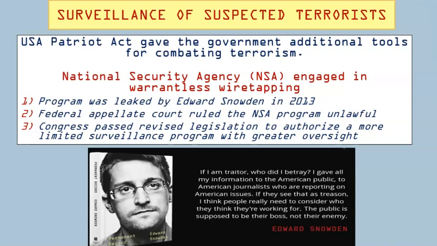So a federal appellate court ruled that the NSA program was unlawful, and then Congress passed some revised legislation to authorize a more limited surveillance program with greater oversight. And so there's a lot of controversy surrounding Edward Snowden and Julian Assange today.